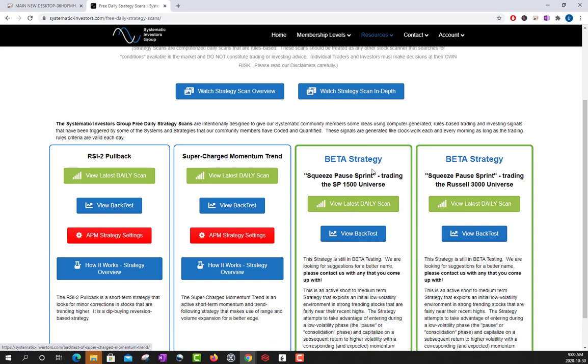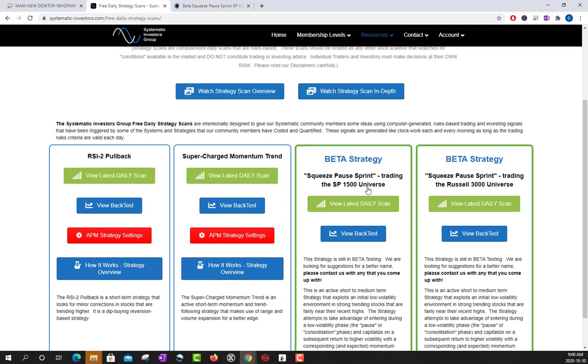Now both of these are the same strategy, but they work on different universes. For example, the first one works on the S&P 1500, and there's a major reason why we did that, and I'll explain that in a minute. And then the other one works on the Russell 3000 universe.